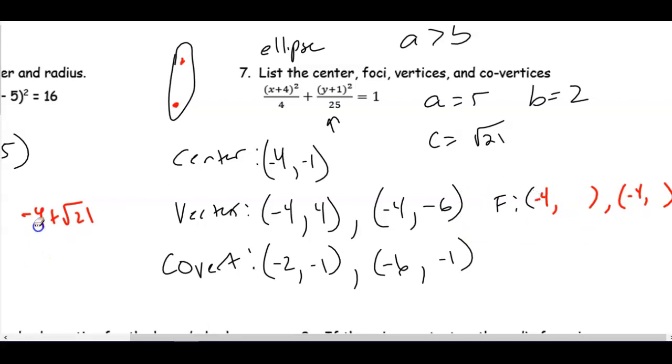Ooh. I'm sorry, it's not -4. Holy moly, I just confused somebody. I know I did, and my apologies if I did. I just said the x values won't change, the y values will change.